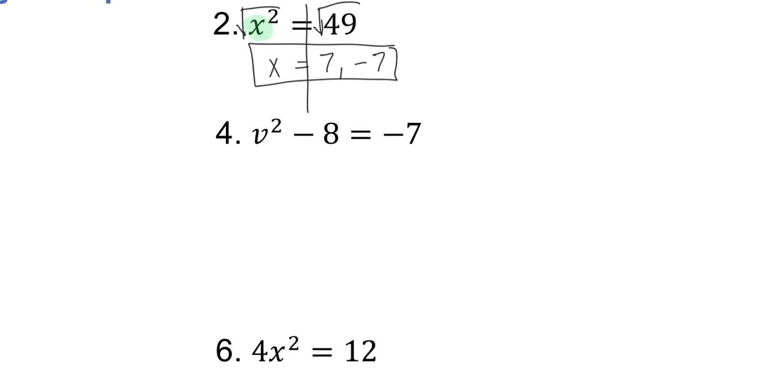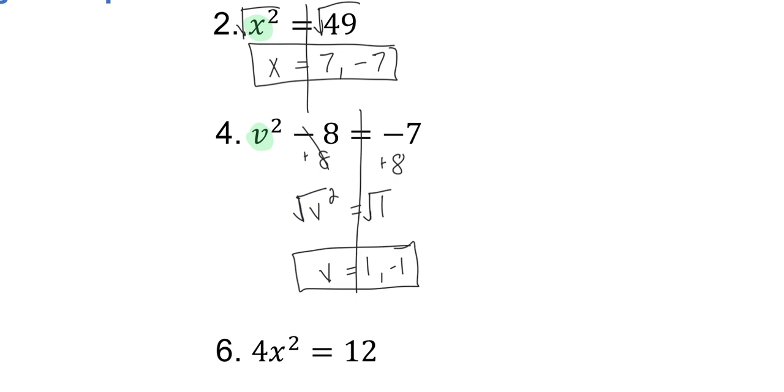Number 4, again, the only thing being squared is v, so we have to get that by itself first, which means I'm going to add the 8. So v squared equals negative 7 plus 8 is 1. And then we can square root. So the square root of 1 is just 1. So v equals 1 or negative 1, listing both the positive and the negative.